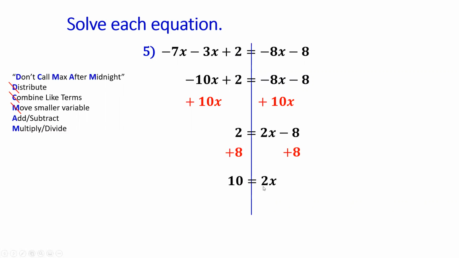And then all I have left is to get rid of this 2. This is multiplication. When you have a number next to a variable, that means you're multiplying. And the opposite of multiplying is to divide. So we're going to divide both sides by 2. And 10 divided by 2 gives me my final answer of 5. So 5 is the value we would plug into x in order to produce a true statement.